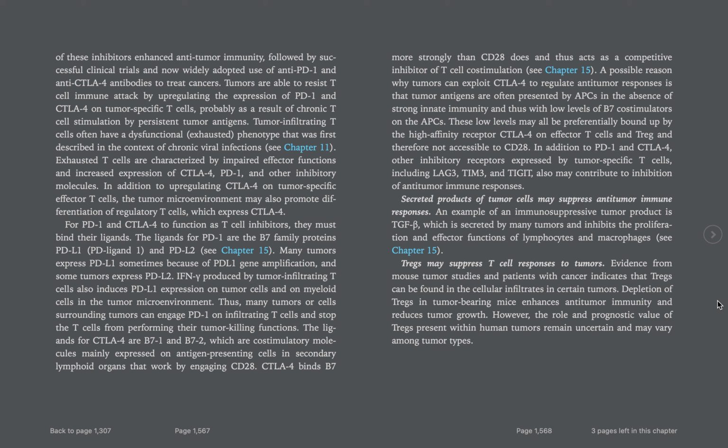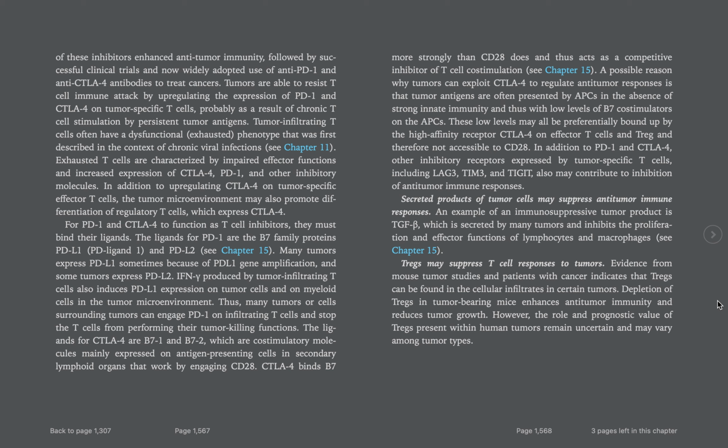The ligands for CTLA4 are B7-1 and B7-2, which are costimulatory molecules mainly expressed on antigen presenting cells in secondary lymphoid organs that work by engaging CD28. CTLA4 binds to B7 more strongly than CD28 does, and thus acts as a competitive inhibitor for T cell costimulation.